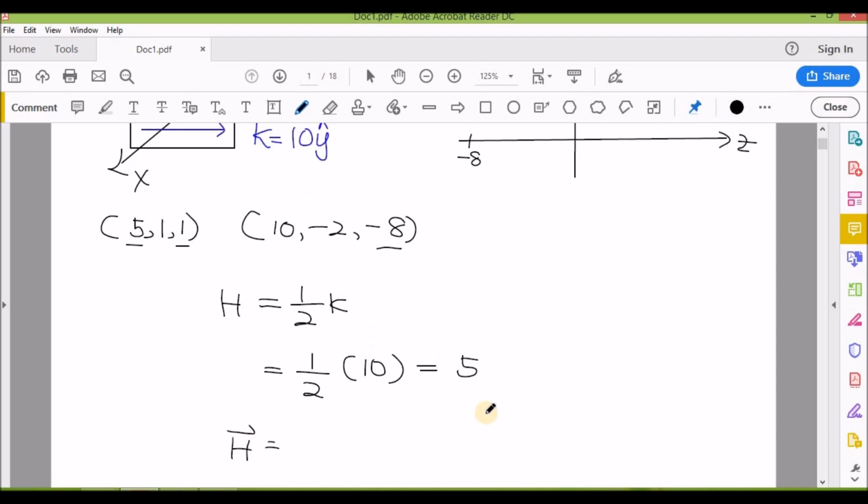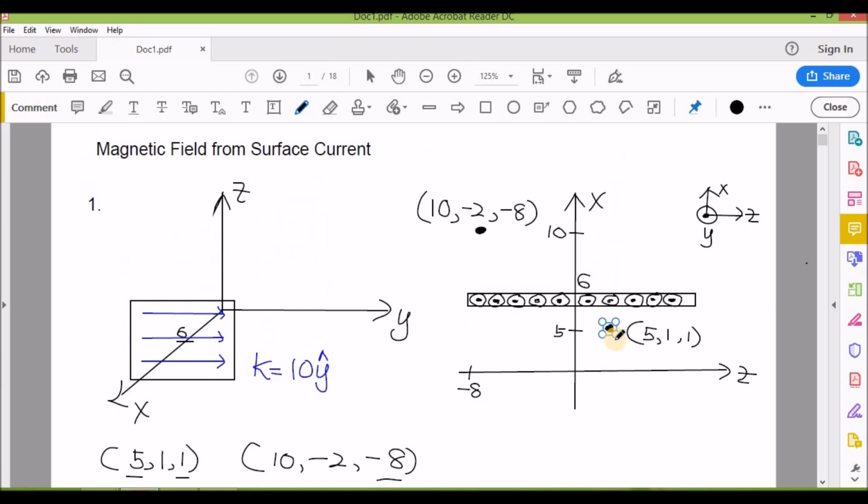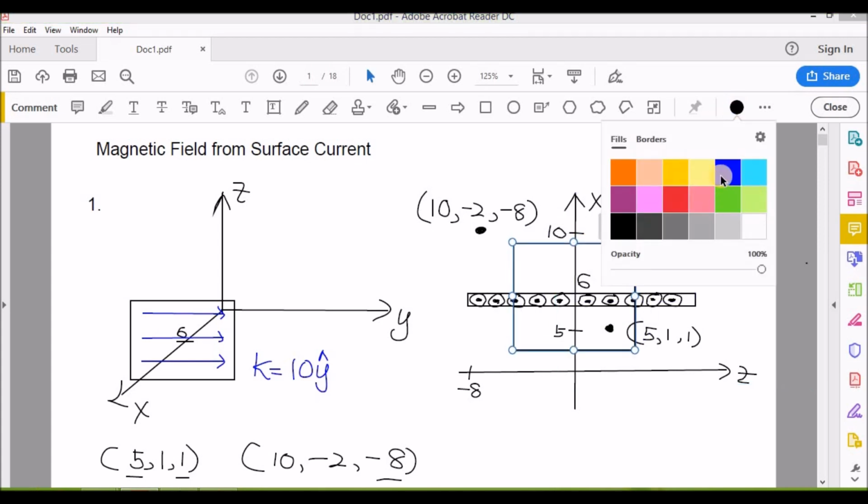You can use your right hand to determine the direction of the magnetic field. All these are dots, and a dot means that the current is flowing out from the surface. If you use your thumb, you will find that your magnetic field is flowing in this direction. I use different colors.